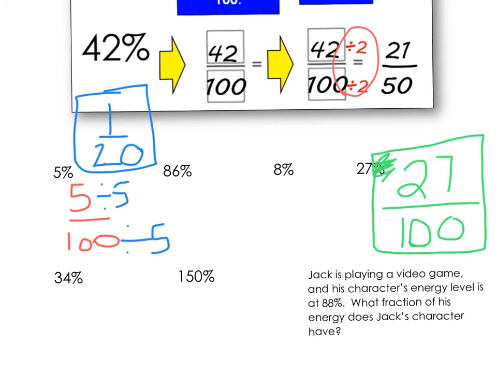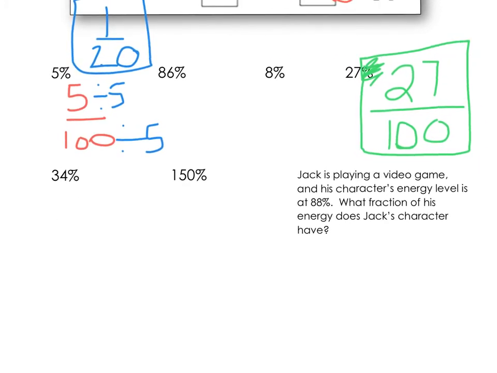Okay, now we're going to look at another one here where we have 150%. Now notice 150% is bigger than 100. So I'm going to put 150 here. 150 is still going to be my part, but 100 is still going to be my whole. That part's not going to change.